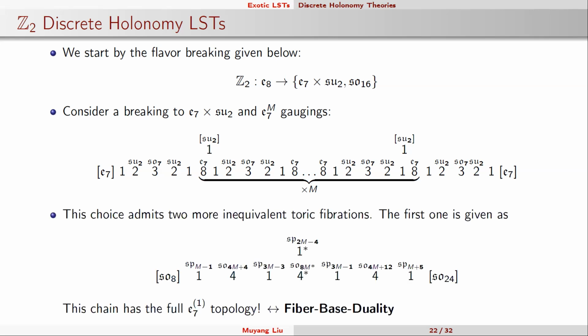And its toric realization actually has two more inequivalent toric fibrations. So the first one is given by the following chains, and it is a very interesting property because the dual chain has the full E7 topology. So it is a nice demonstration of the fiber-base duality, namely the dual series will have the base topology that reflects the types of the gaugings you are probing in the original series.